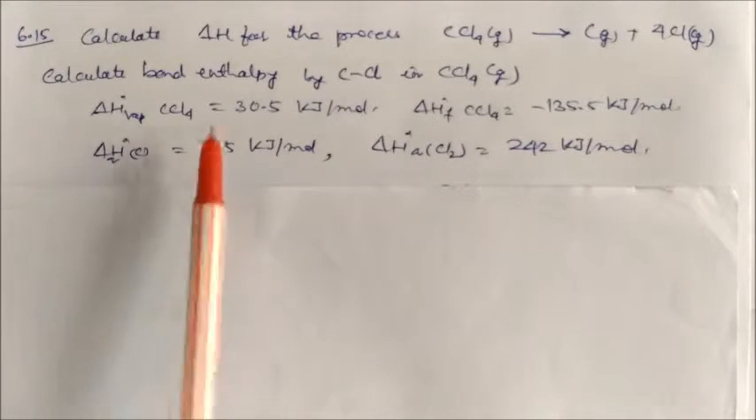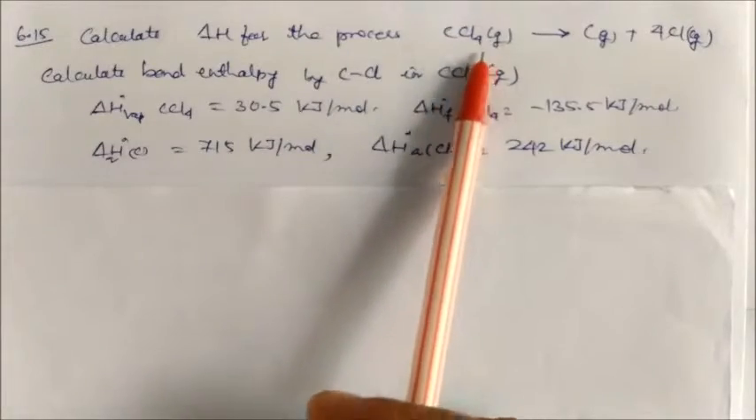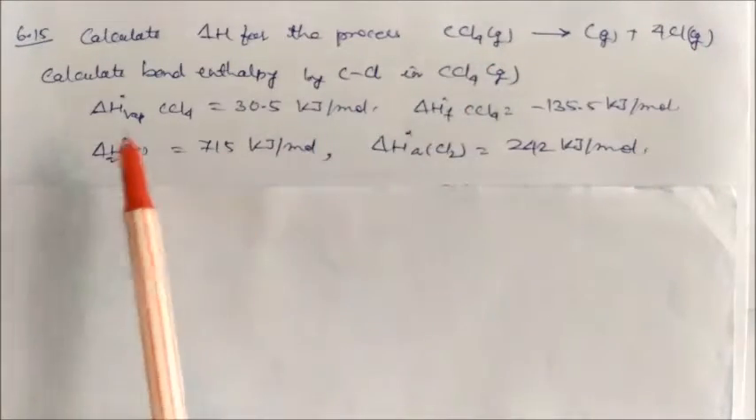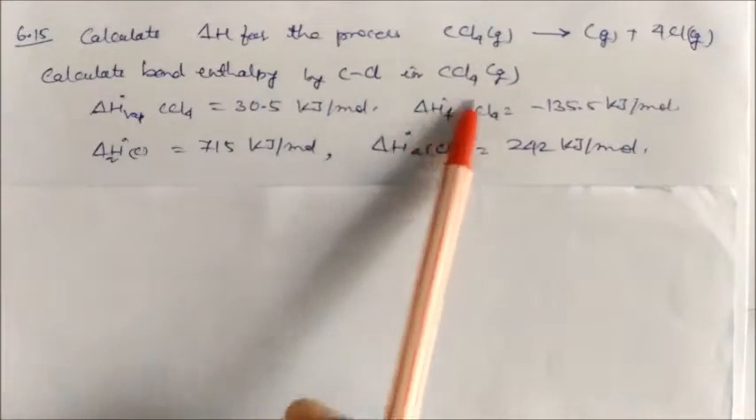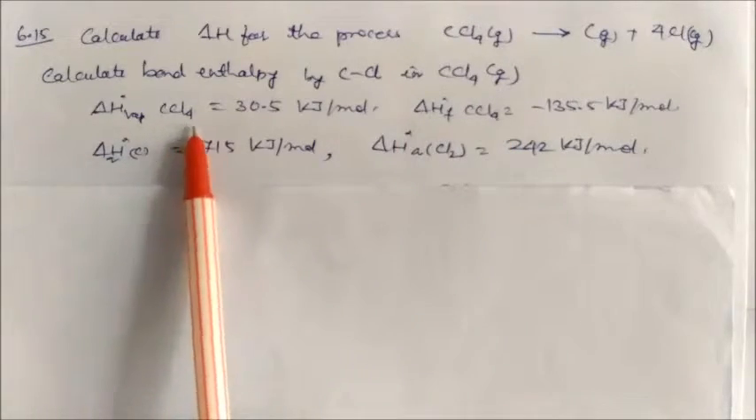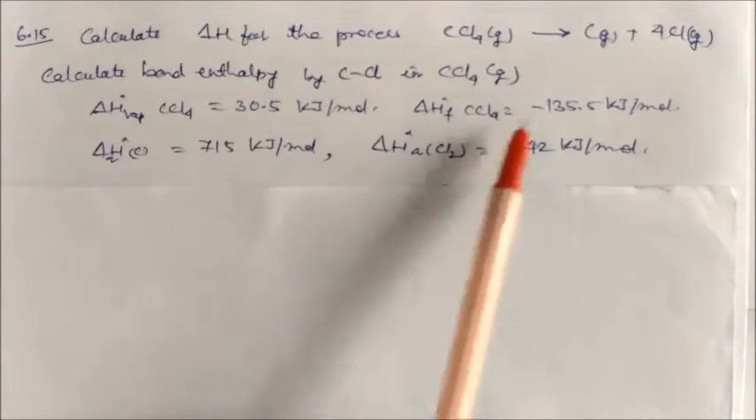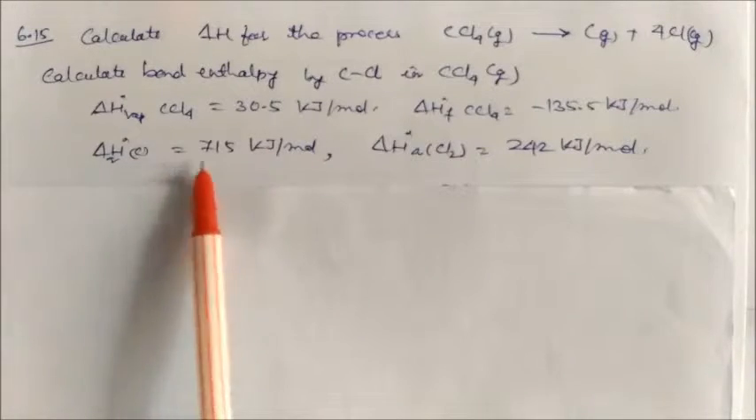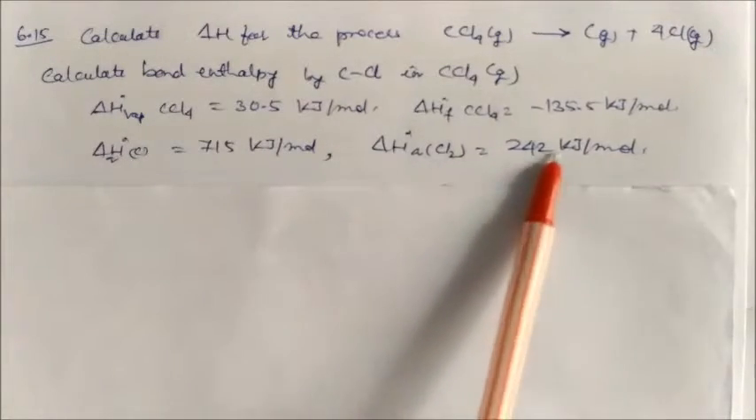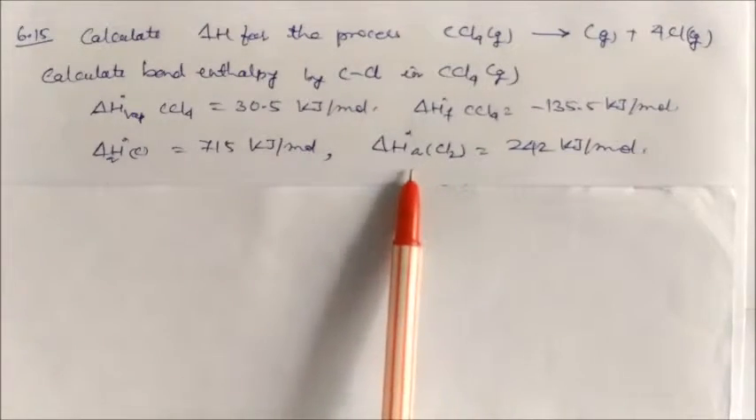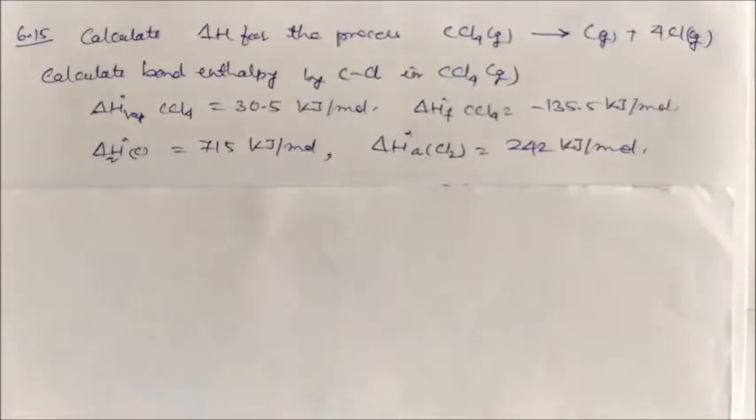Calculate the change in enthalpy for the process CCl4 converted to carbon plus 4Cl. Calculate the bond enthalpy of C-Cl in CCl4. Heat of evaporation of CCl4 is given this much, heat of formation of CCl4 is this much, heat of sublimation for carbon is this much, and heat of dissociation of Cl2 is this much. Means it is converted into Cl. So heat of dissociation is this much.